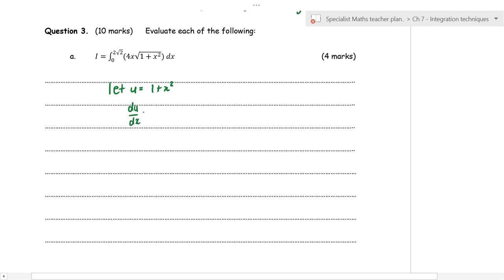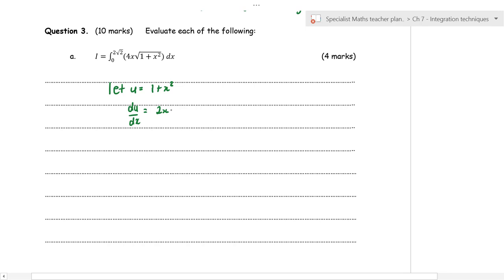And ladies and gentlemen, you may have your own little way of doing these, but can you just copy the way I do it, please? Because when I mark exams, students just invent their own little ways and lose marks. If you do it my way, you will not lose a mark. I can assure you. du dx is equal to 2x.